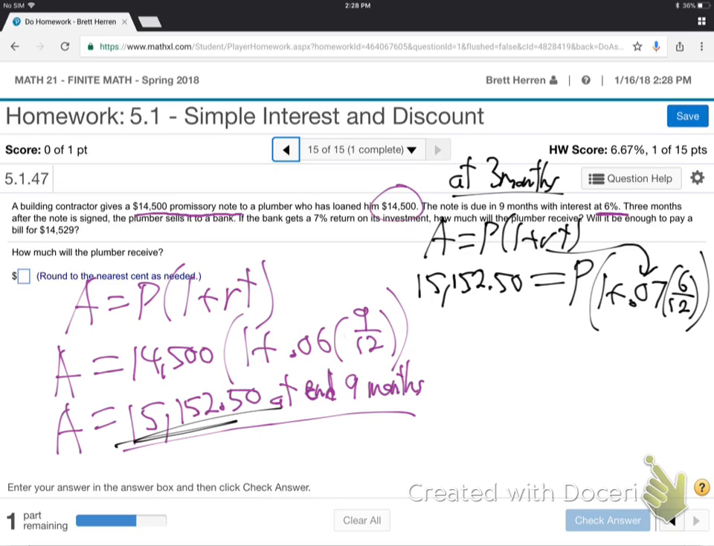The bank is saying, we're going to get an amount, $15,152.50. What we'll give you now, principal now, so that we make 7% for those 6 months. We'll give you some lower principal so that it's like we're making 7% per month for those 6 months. Solve for P. Solve for P, divide by the 1 plus 0.07 times 6/12. Boom. P equals.